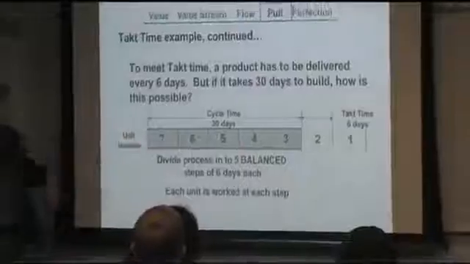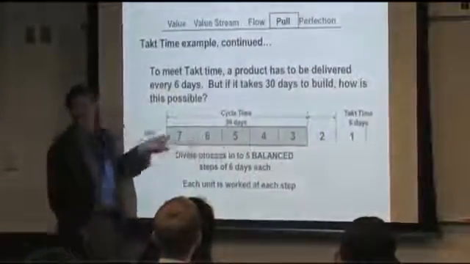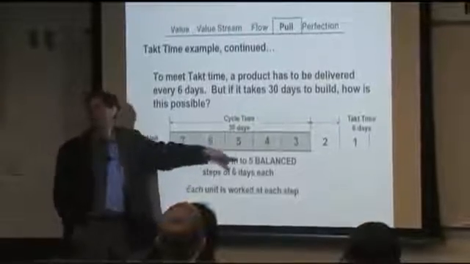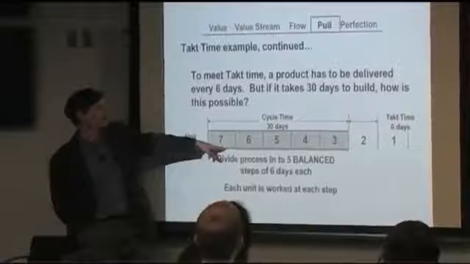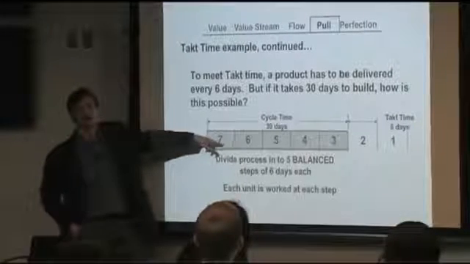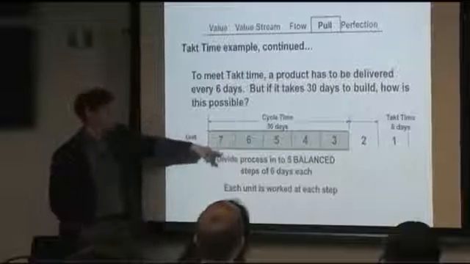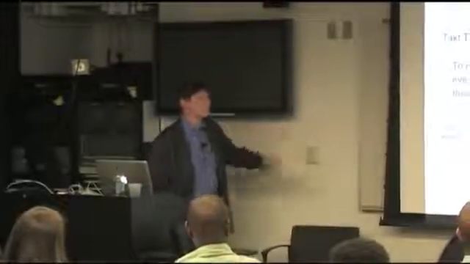So we're making our takt time, even though our cycle time is longer, but we have 5 steps, 5 workers, 5 units of work, and they're balanced. They take the same. If one of those processes took 8 days, would that work? No. It would take 8 days to get this. The takt time would basically go to 8 days.